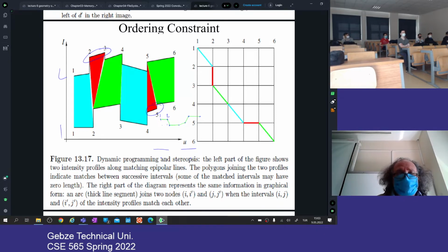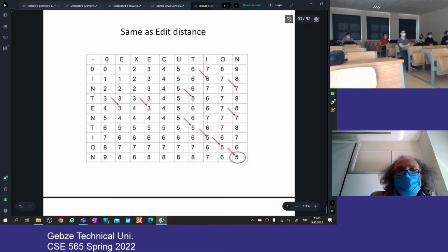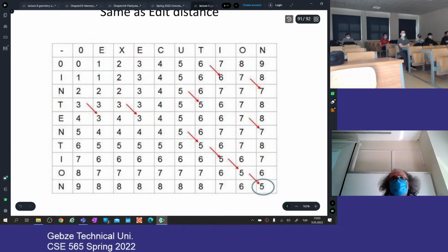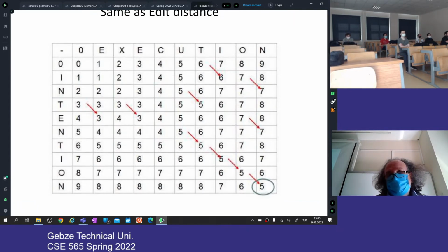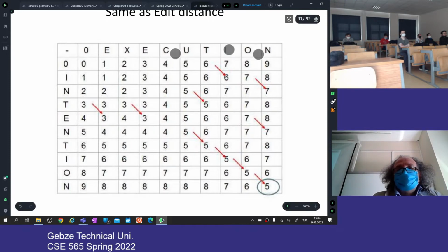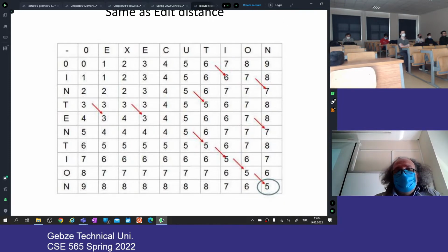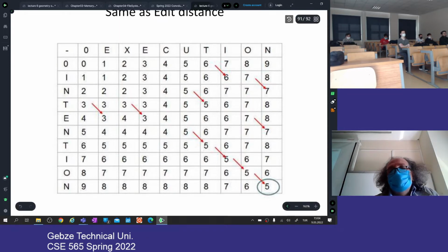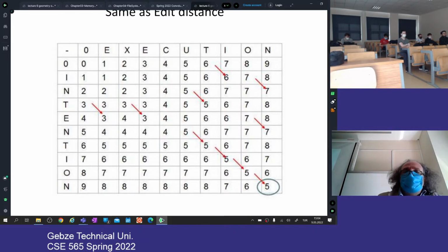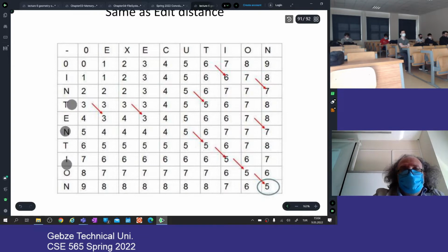Okay? So people said that this problem of matching points to points is exactly the same as the edit distance problem of matching two words written in a different way. Let's say I am typing a word execution, but in fact I wanted to type intention. I am asking you this question: what is the minimum number of keystrokes that I can change this execution to intention?